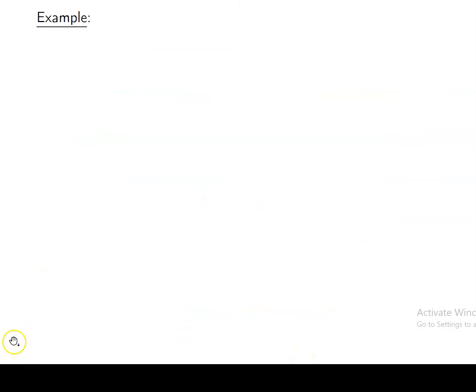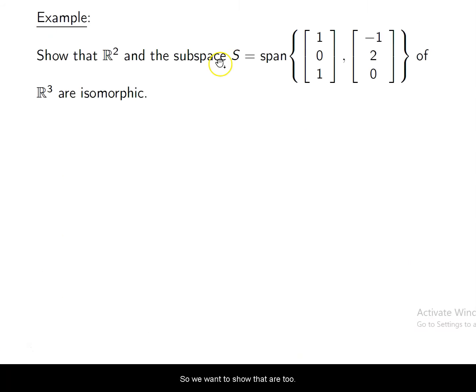So let's do an example. We want to show that R2 and the subspace S, which is generated by the span of these two vectors, (1, 0, 1) and (-1, 2, 0), of R3, right? So this is a subspace of R3 because these are two vectors in R3, are isomorphic. What we're trying to say is that this space is the same as this space, for all intents and purposes. So this is a proof.